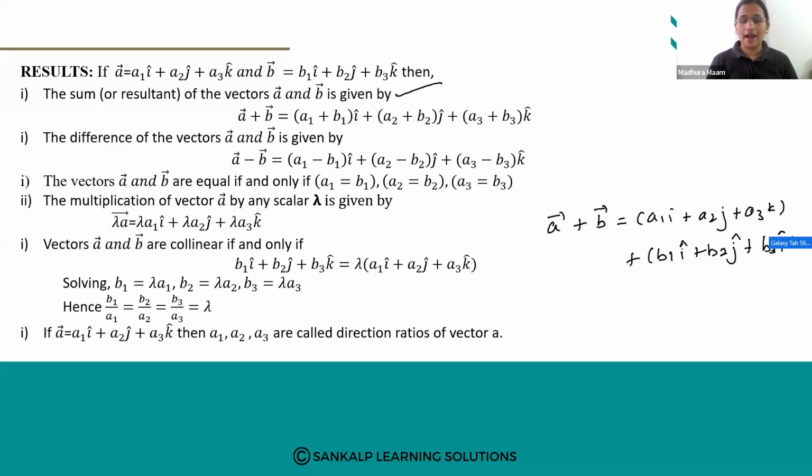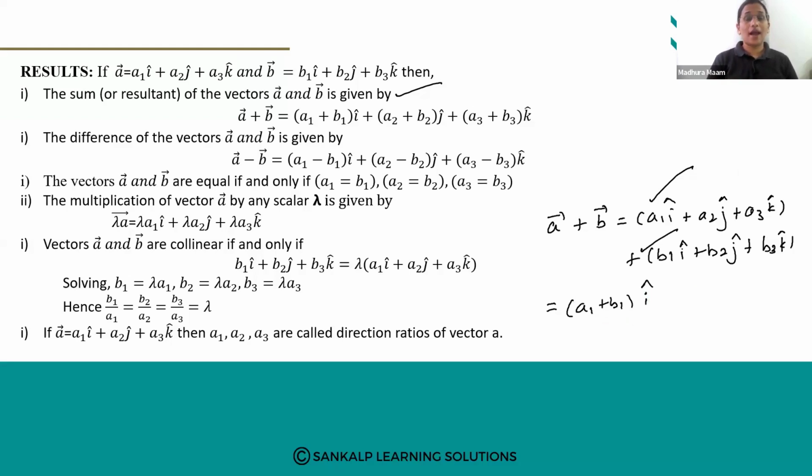You have to add component wise. Okay, component wise means what? The I component scalars have to be added. Here what is the coefficient of i? A1, and here B1. So you will add A1 with B1, that gives you the coefficient of i.